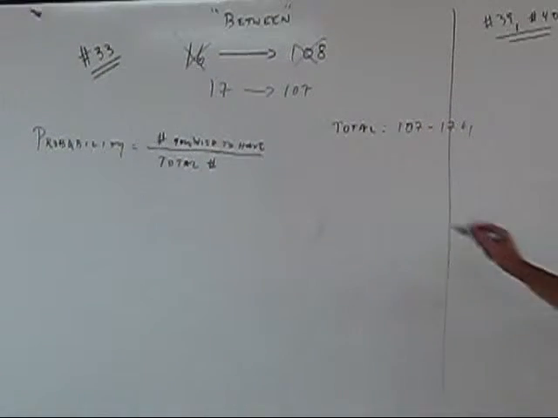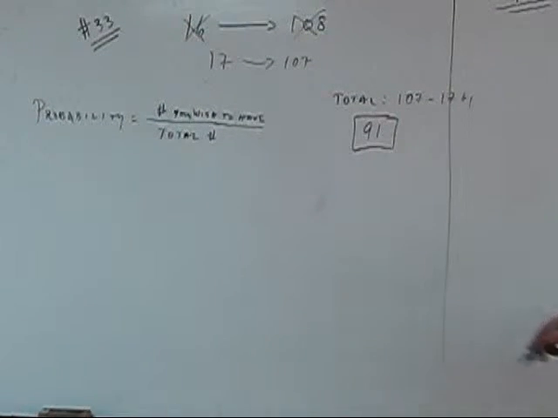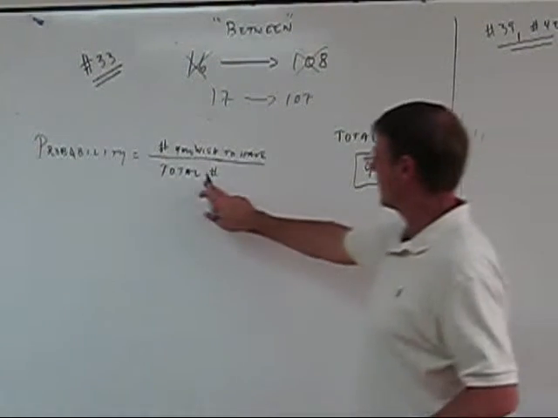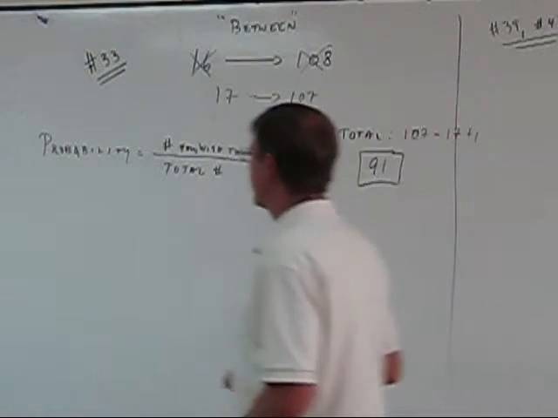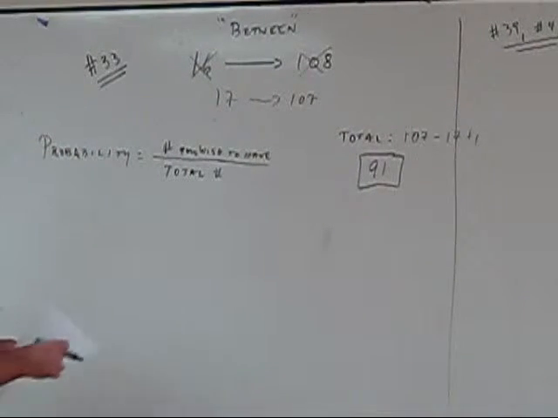Okay? So what does that give us? That gives us 91. Okay, 107 minus 17 is 90 plus 1. So that's our total. That's going to go down on the bottom. Now we have to figure out how many numbers are divisible by 8 or 12.